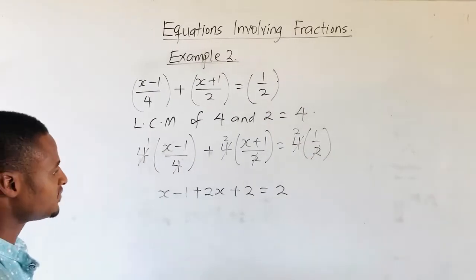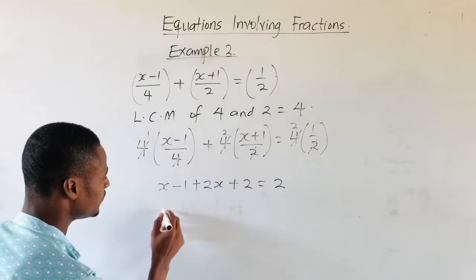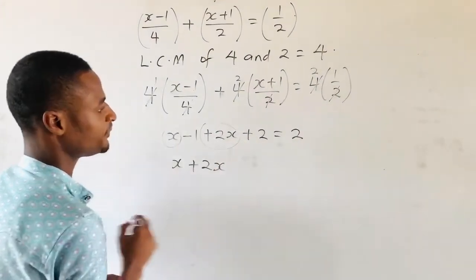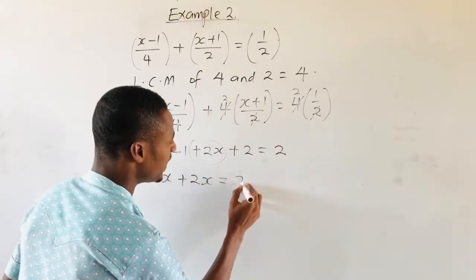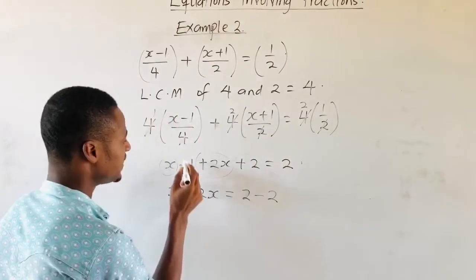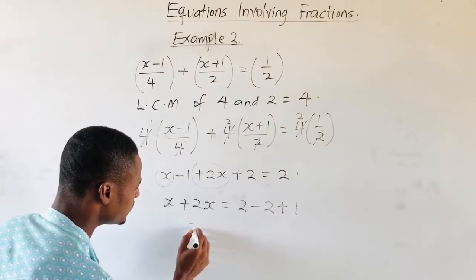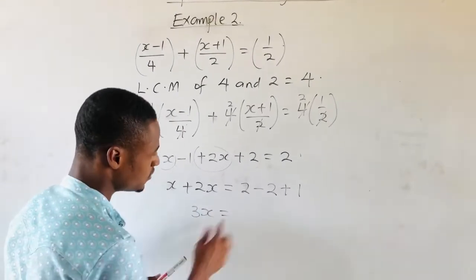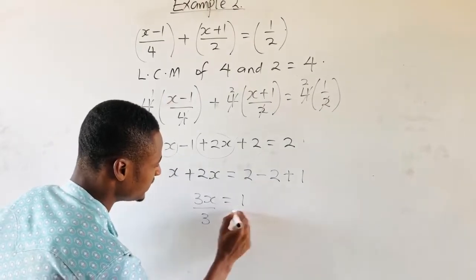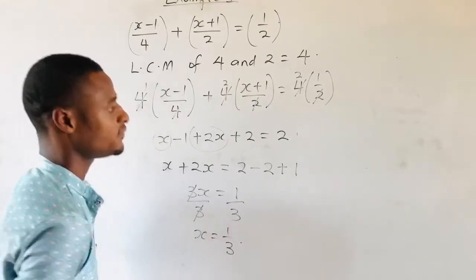Then we will group like terms here by lifting the number terms to the right-hand side of the equation. So we will have x plus 2x at the left-hand side, which is this term and this term. At the right-hand side of the equation, we have 2 already. Positive 2 here will cross to become negative 2. Then negative 1 will cross to become positive 1. x plus 2x will give us 3x, and that is equal to 2 minus 2 is 0 plus 1, that gives us 1. Because we are finding x, we divide both sides by 3. And then x is equal to 1 divided by 3.